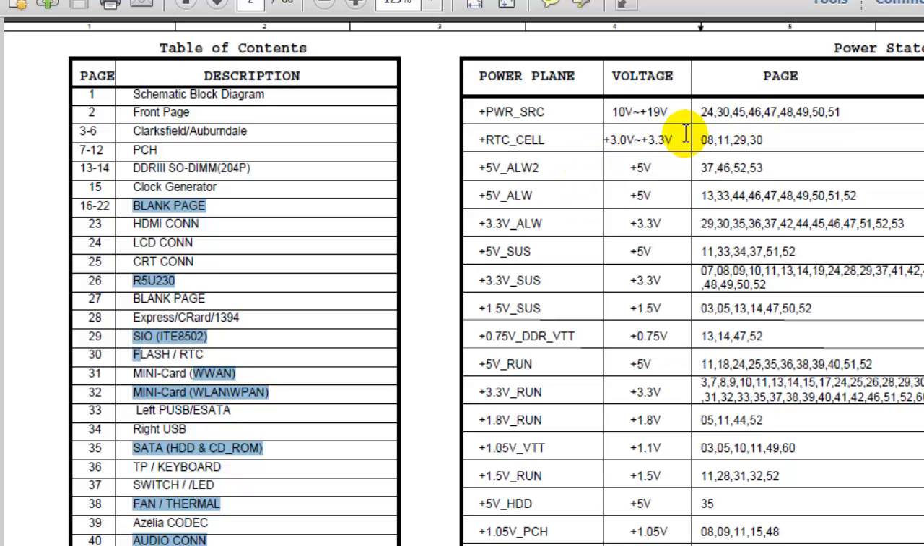All this voltage going on which page, which components, like supply are there. 5 volt always is going on this page. 3.3 always is going on these ICs. So these are the page numbers where the power is supplying. You can check.